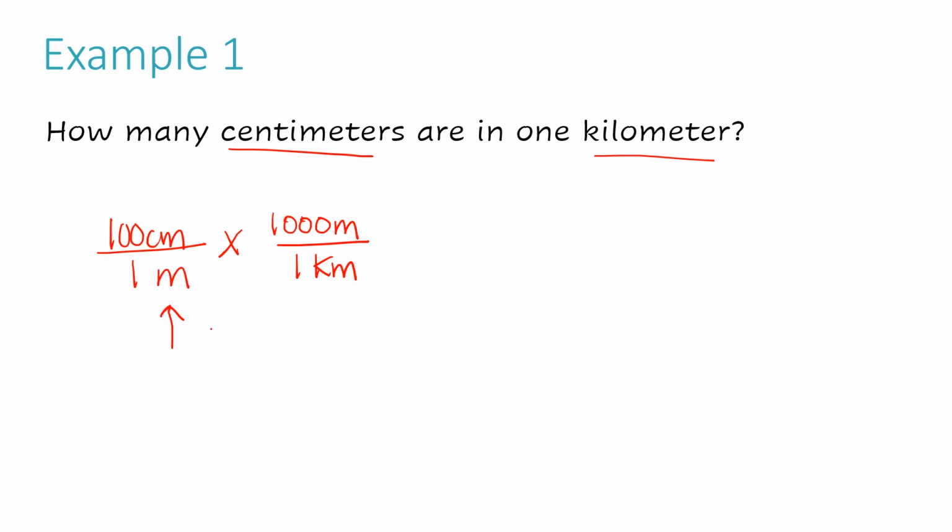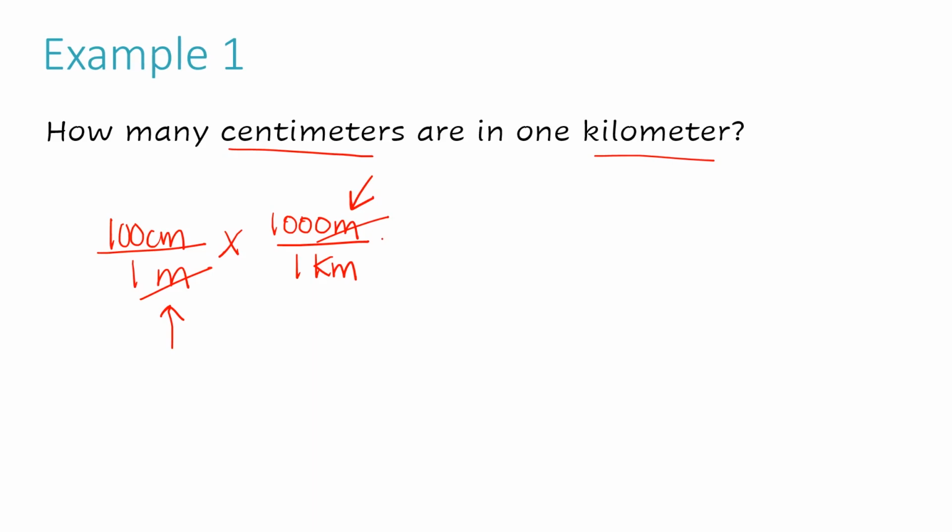Well, the only way I'm going to get rid of them when they're in the denominator is if I include a fraction somewhere where the meters are in the numerator. So that's why I made sure to use the fraction that included the meters on the top, because they're going to cancel out with the meters that are over here on the bottom, okay?